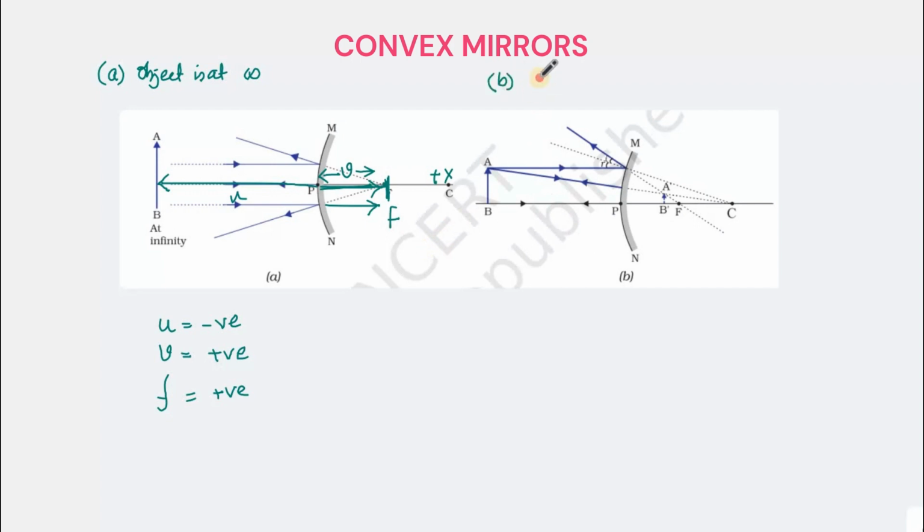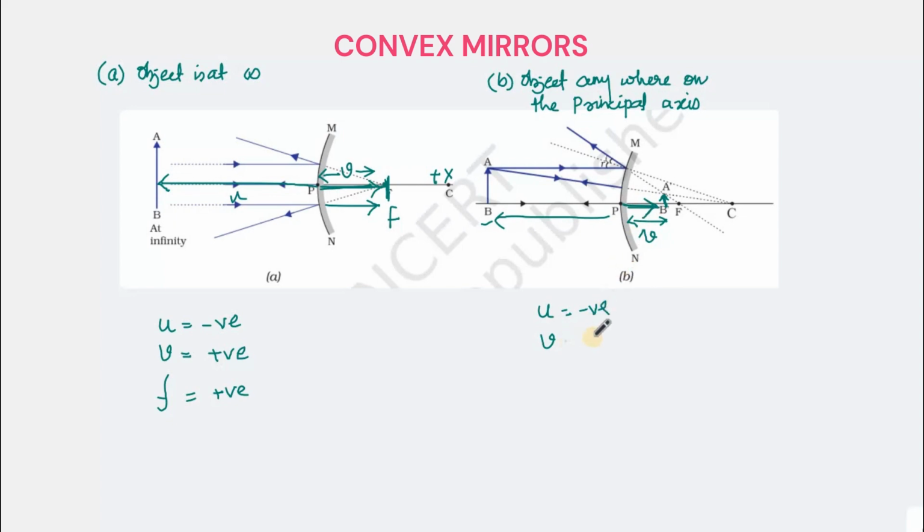Then come to the second case, object anywhere on the principal axis. Now let's say the object is here at AB. To measure the object distance, we are going towards the left. So u is negative. The image which is formed here, A dash B dash, is a virtual image, and this is the image distance. To measure the image distance, we have to go towards the right from the pole. So the image distance will come to be positive.